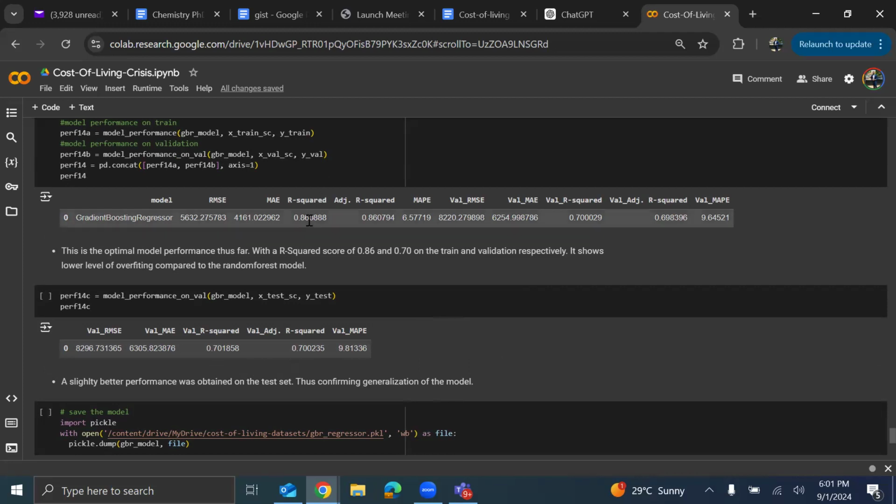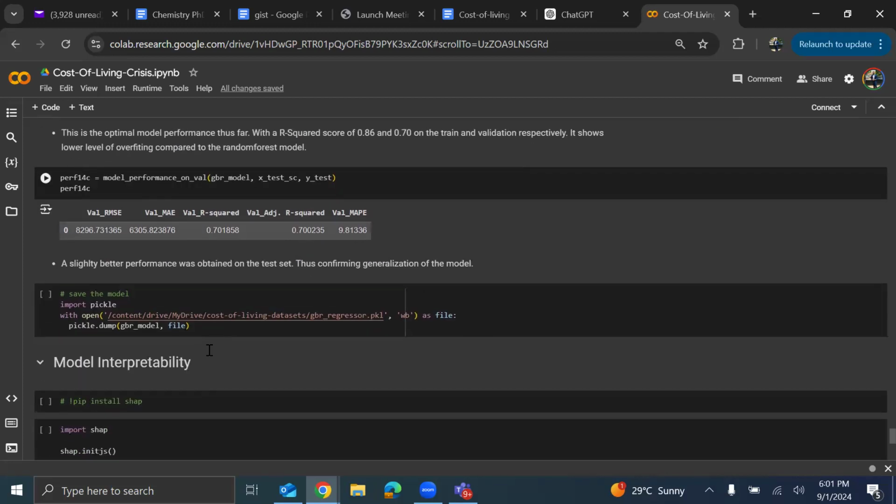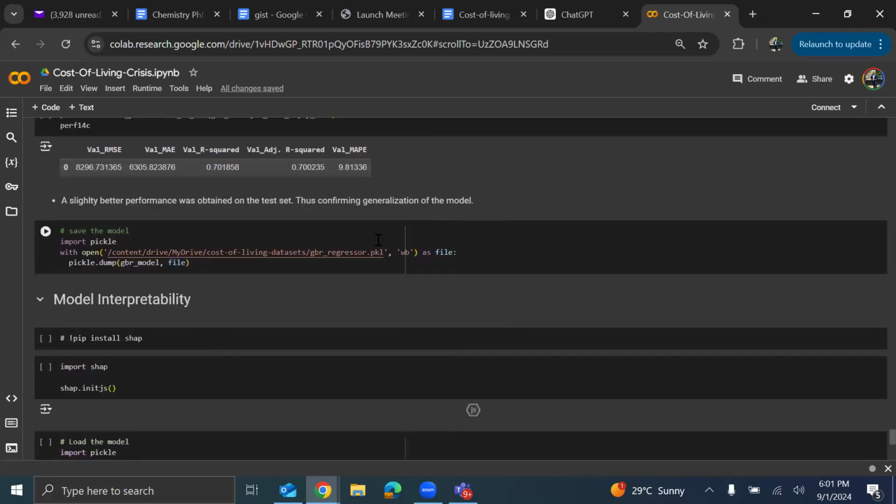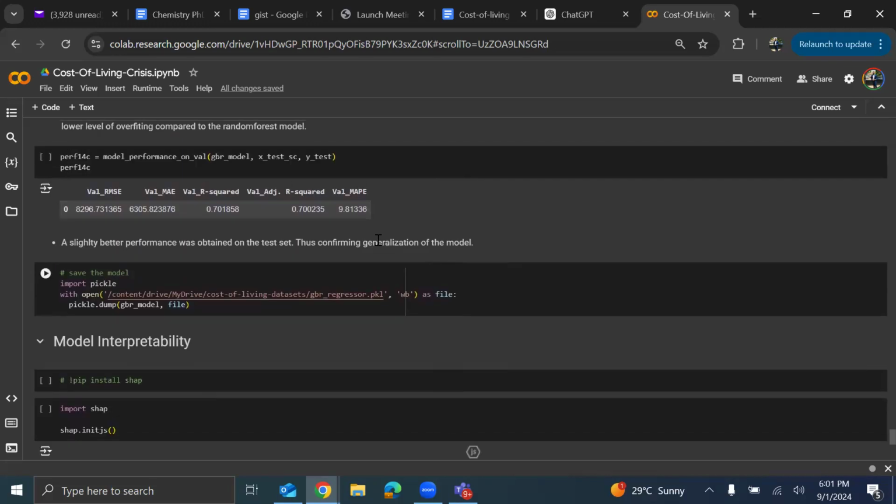On the train set, I was able to explain 86% of the variations in the targets, right? On the validation, it was able to explain 70 or 71%. So this was actually my best performing model, and then I saved it.